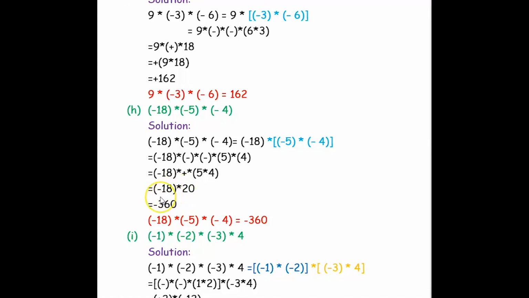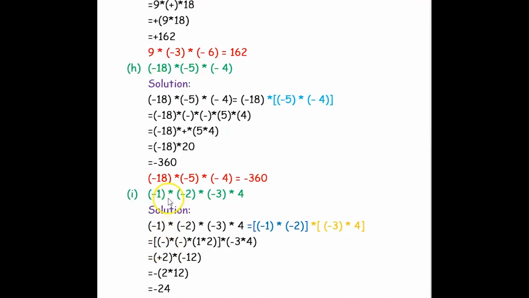So one positive number and one negative integer. We know that if there is an odd number of negative integers, then our answer will be negative. So negative, 18 into 20. 18 into 20 is 360. Since we have one negative integer, it will be negative 360. So thus negative 18 into negative 5 into negative 4 is negative 360. So clearly we can say that if you multiply an odd number of negative integers, then our answer should be a negative number. So we can blindly write the negative sign and multiply all the integers separately.